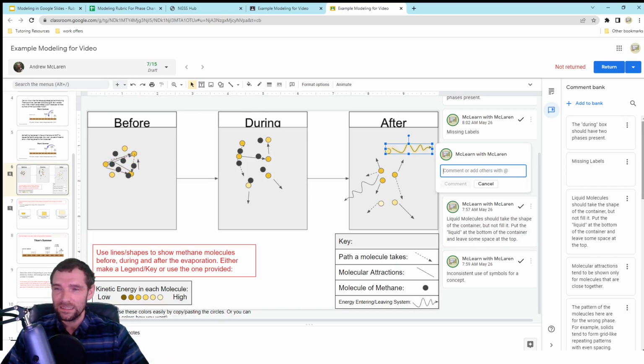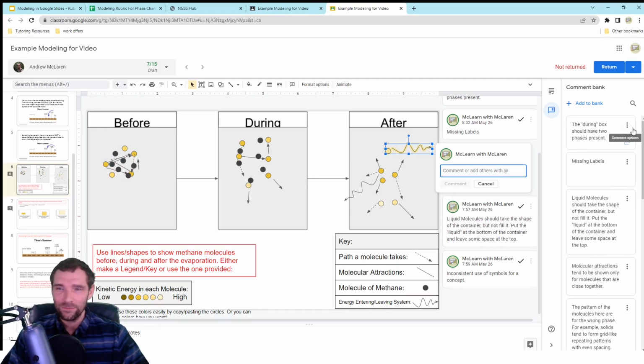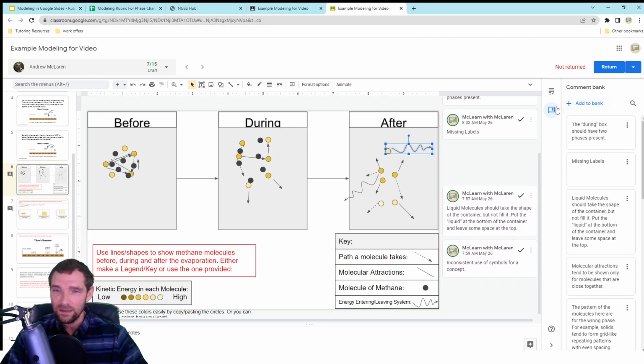I would really like it if you could have different comment banks in here, Google, if you're listening, different banks for different assignments. So you could have a claim evidence reasoning comment bank, and a modeling comment bank, and a research comment bank, right? All those things would be cool if you had slightly different but similar comment banks. So that's the comment bank. You can add comments on there.